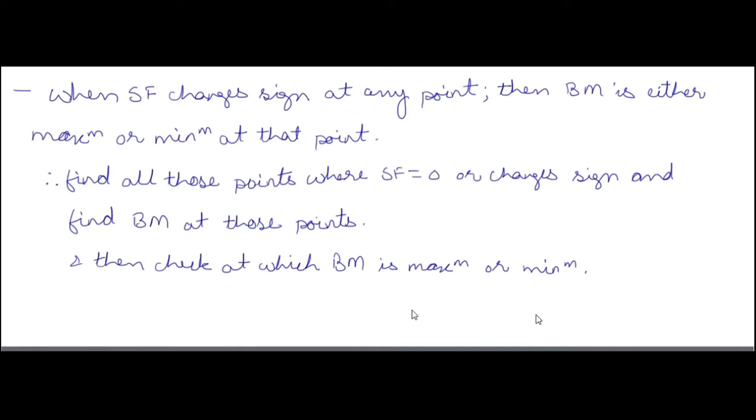negative shear force value it changes to positive shear force value at that point, then bending moment will either be maximum or minimum at that point, or if shear force is 0 at that point, then bending moment will either be maximum or minimum at that point. So compute the shear force all along the length and see at which point the shear force is changing its sign or becoming 0, and at those points the bending moment will either be maximum or minimum.